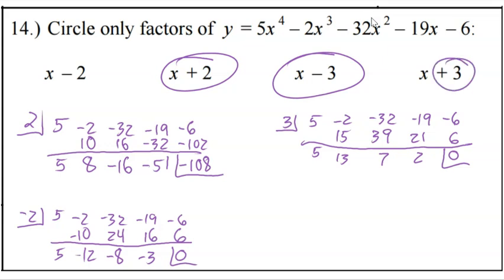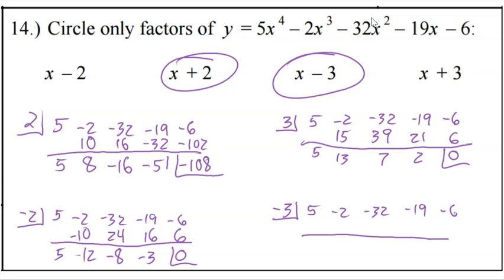And so we have plus 3 here, so we're going to switch that to negative 3. So we're going to put a negative 3 in the half box. We're going to do a 5, a negative 2, a negative 32, a negative 19, and a negative 6. Draw a line. Bring down the 5.